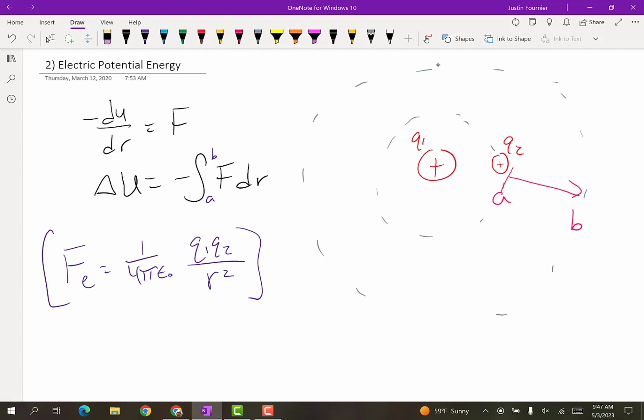We know the idea that a force is the negative derivative of potential energy over position, and that's for a conservative force. This works for gravity. It works for springs. Any kind of conservative force will do this.